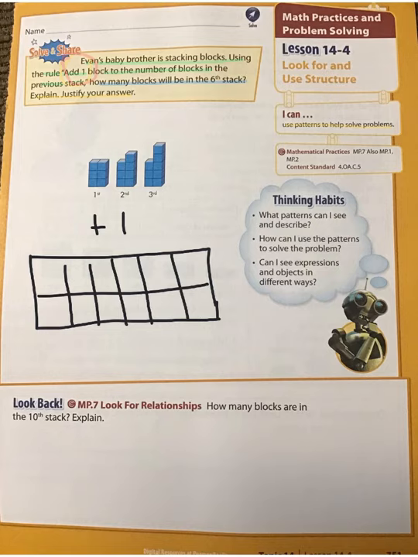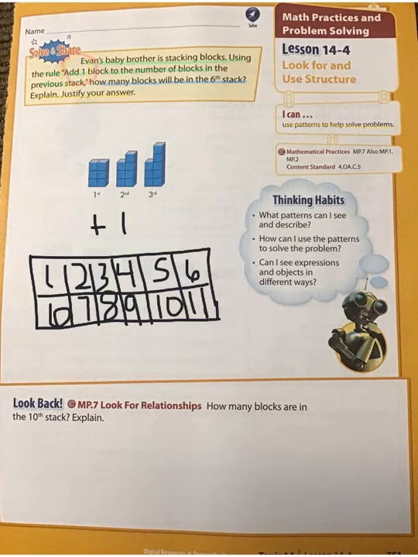So for the first pattern that they have, there are 6 blocks. For the second pattern, there are 7. For the third pattern, there are 8. So if the pattern continues, we have 4, 5, and 6. I'm just going to add 1 more each time.